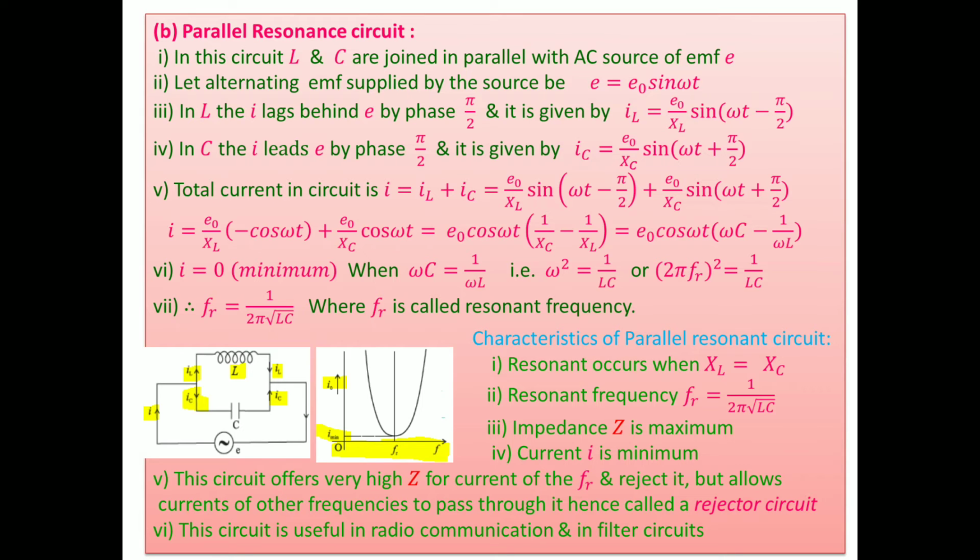In series resonance, at the resonant frequency, it allows the maximum current to flow through it because impedance is minimum. And here in the parallel resonance circuit, impedance is almost infinity. So it blocks the current, it does not allow the current to flow under ideal condition. So it is a rejector circuit. This circuit is useful in radio communication as well as in filter circuits.